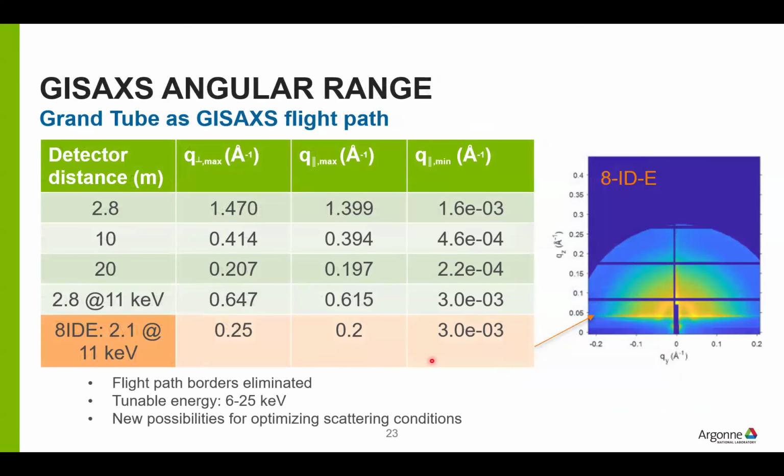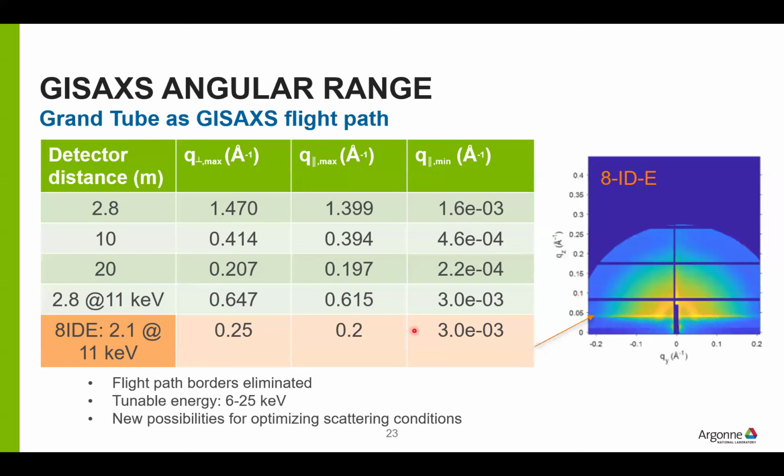And this is going to be the impact on the angular range. The image here is showing something typical for GIXS at 8IDE, and we never did actually make our flight path large enough to cover the whole active area of the detector. So this circular outline is the cutoff from our vacuum flight path. And so that won't be an issue anymore with the new grand tube.